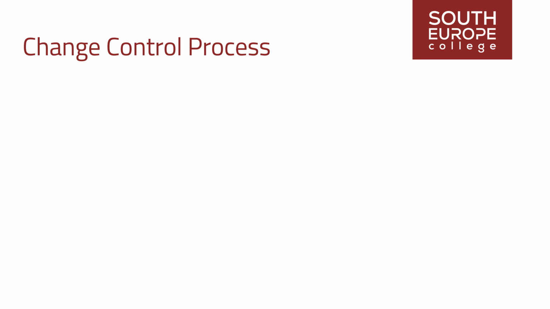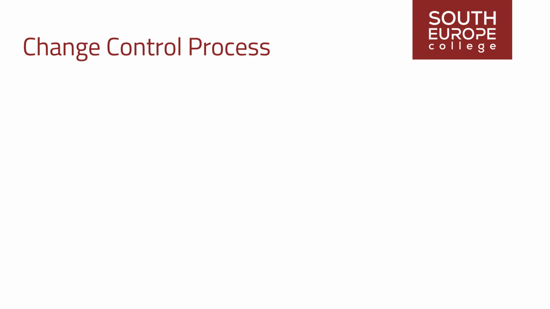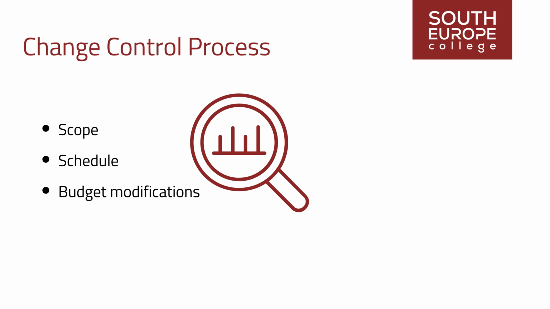The change control process is a structured and formal mechanism used in project management to review, evaluate, and approve changes to the project baseline. This process ensures that any project scope, schedule, or budget modifications are thoroughly analyzed and assessed for their potential impacts on project objectives, constraints, and stakeholders.